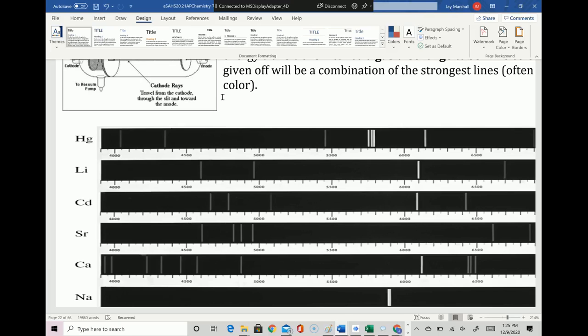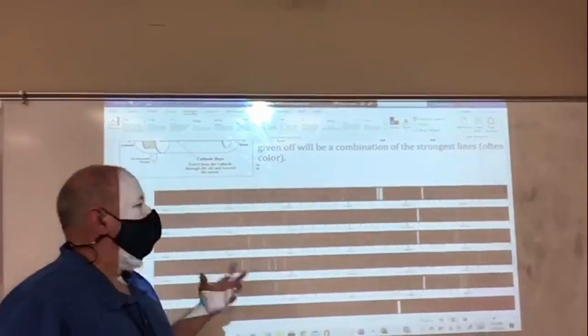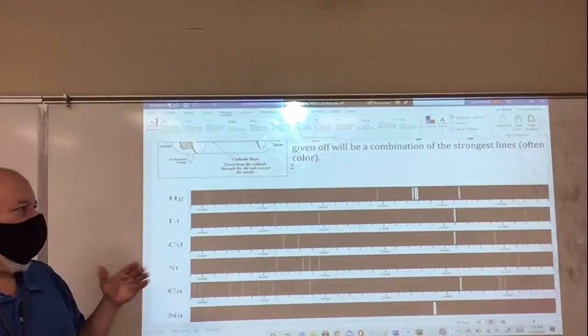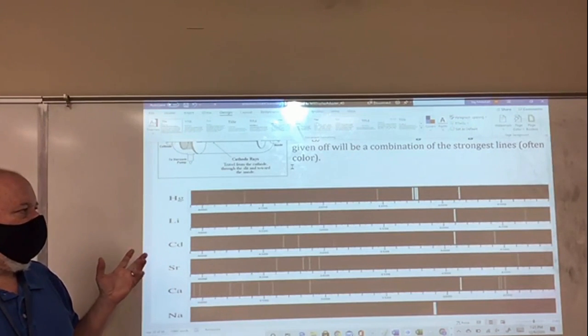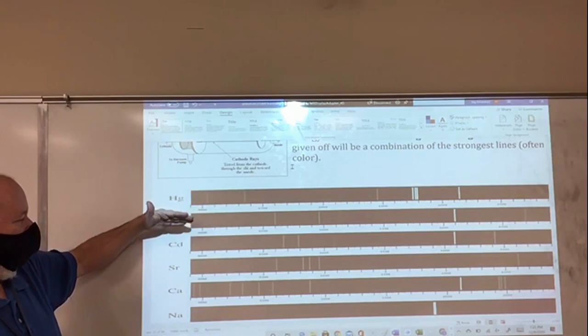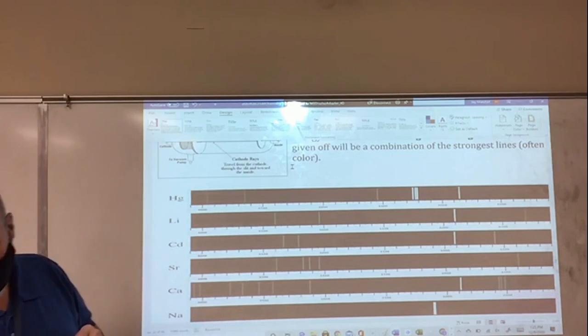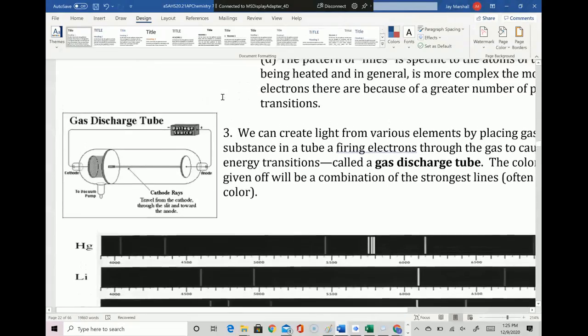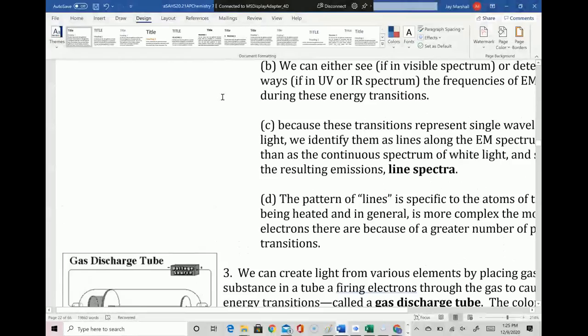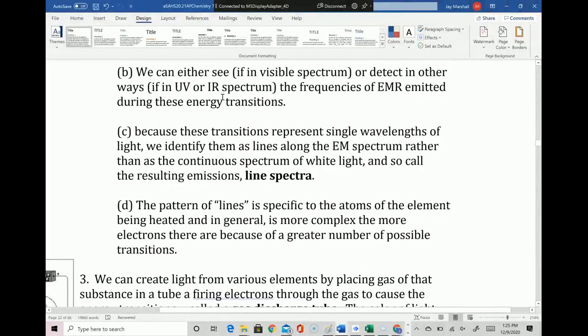And we have all of these different light wavelengths or frequencies that are emitted for mercury versus lithium versus cadmium versus strontium versus calcium and sodium. Okay, so we have these different types of spectra. Okay, and we call this a line spectrum, and the pattern of lines is specific to the atoms of the element being heated, and in general is more complex the more electrons there are, because there are going to be a greater number of transitions.